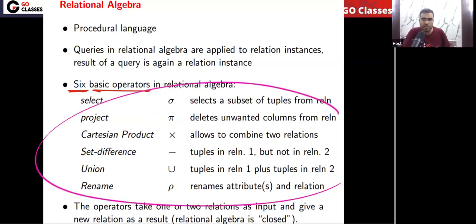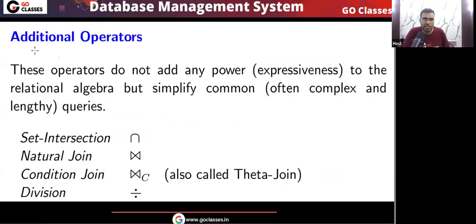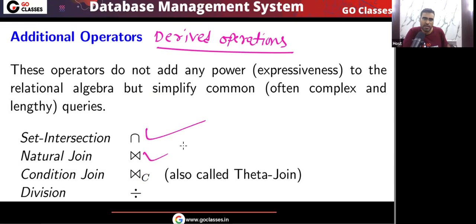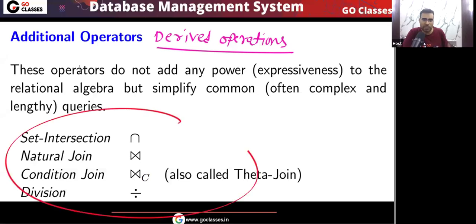Now from these six basic operations, you can derive some operations. These are the additional derived operations. Remember, you can derive them from the basic operations. You can see intersection, natural join, theta join, and division. These operations we can derive from the basic operations.